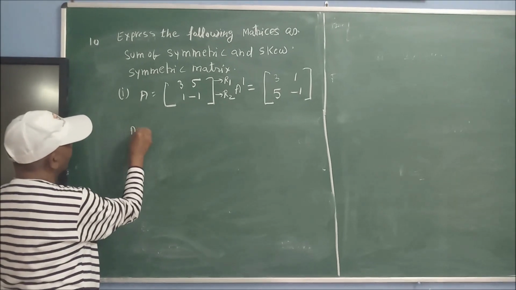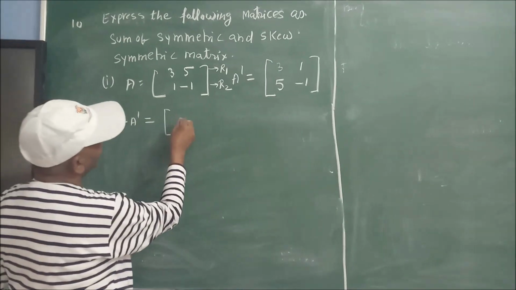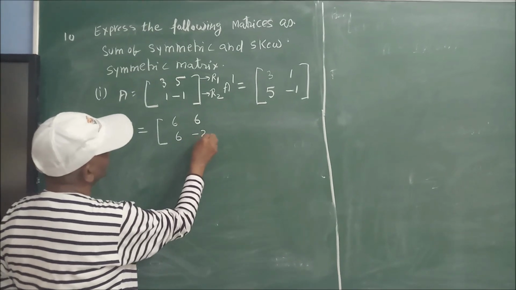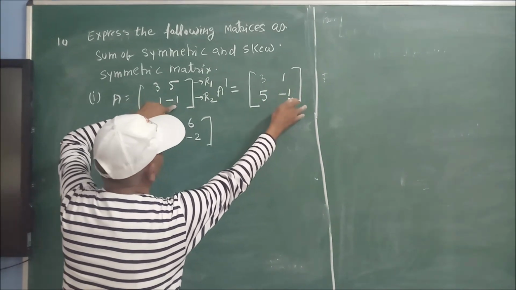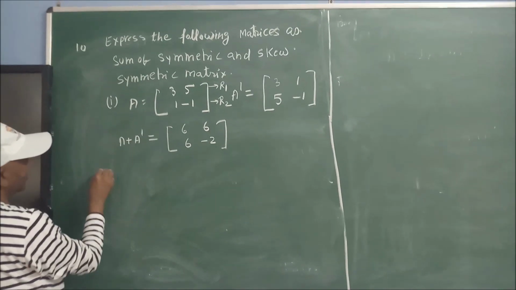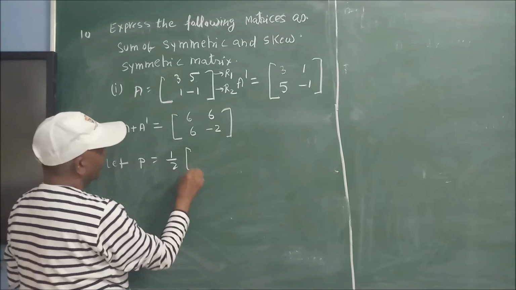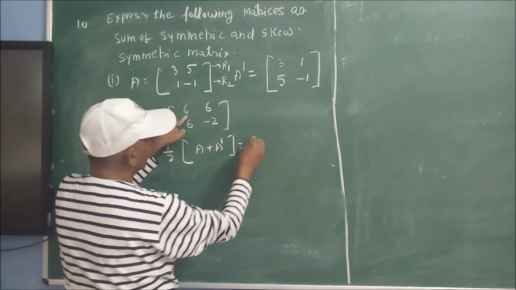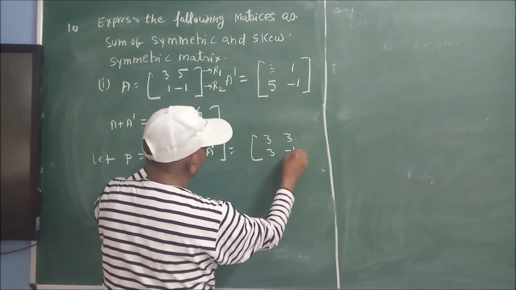Then find the value of A plus A dash. This will be equal to what? If we add this, here will be 6, 6, 6, minus 2: 3 and 3 is 6, 1 and 5 is 6, 1 and 5 is 6, minus 1 minus 1 is minus 2. Suppose let P is equal to half of A plus A dash, as we have proved. So this will be equal to 3, 3, 3 and minus 1.